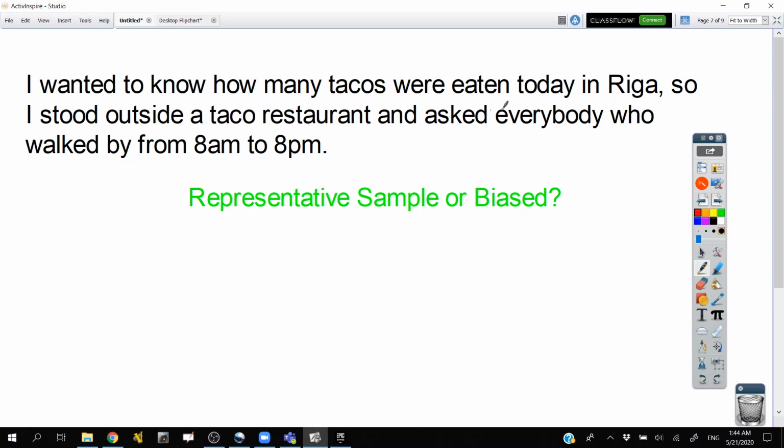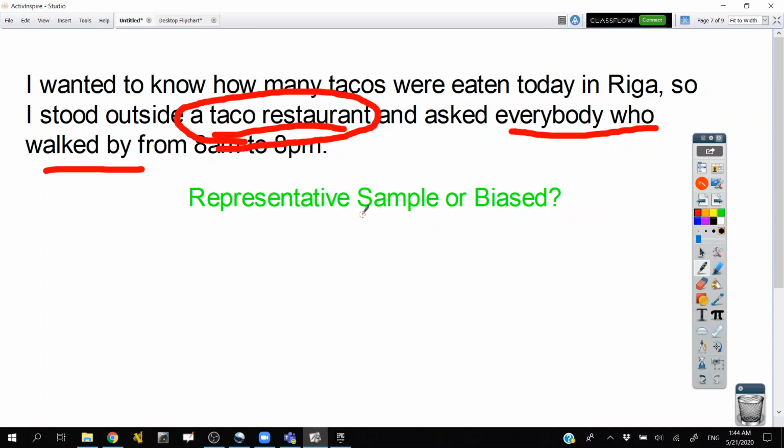Another one: I want to know how many tacos were eaten today in Riga. So I stood outside a taco restaurant and I asked everybody who walked by from 8 a.m. to 8 p.m. So this is actually a better sample. We're getting closer now, because everybody who walked by, that's probably a lot of people. But again, it's biased because we're outside of a taco restaurant. I would say this is still biased, but we're beginning to move in that direction. This is a lot better because everybody who walks by on a street corner, that's a lot of people, and it probably does begin to approximate Riga. It's just that outside a taco restaurant, probably more people are eating tacos.